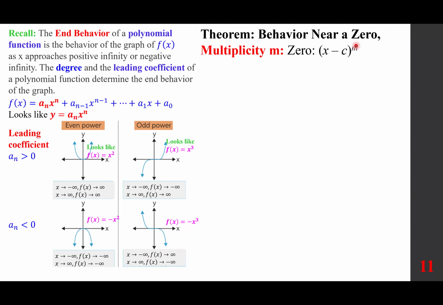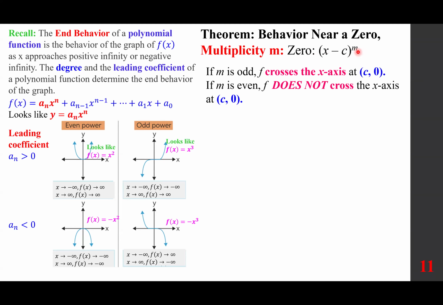Now, we also have a theorem known as behavior near a zero with the x-intercept. A zero, x minus c to the power of m, has a multiplicity m. That means it repeats itself how many times? It depends on this exponent. If m is odd, f crosses the x-axis at c, and if it's even, it does not cross the x-axis at c.